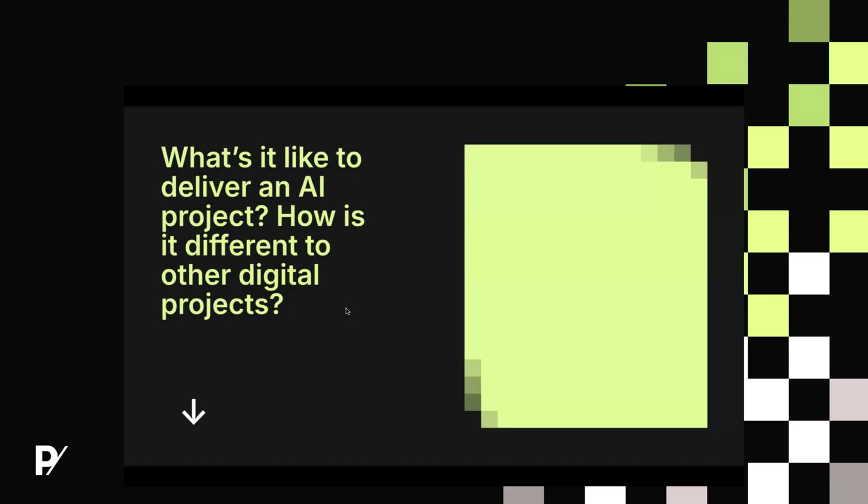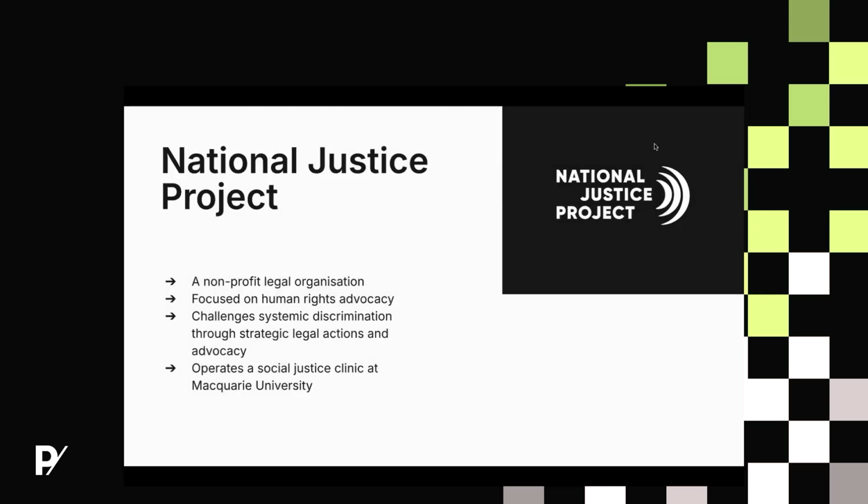So starting off with our first topic, looking at what it is like to deliver an AI project. How is it different from other digital projects? We're going to start with a little introduction to our partners here at the National Justice Project. So I'll hand over to you, Dean.